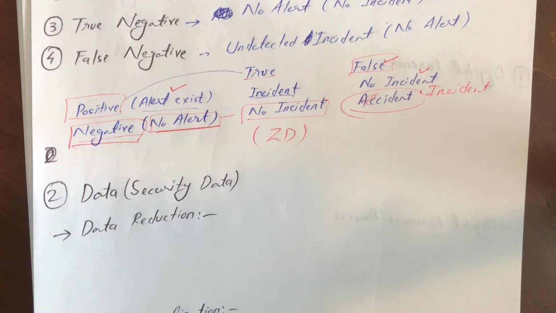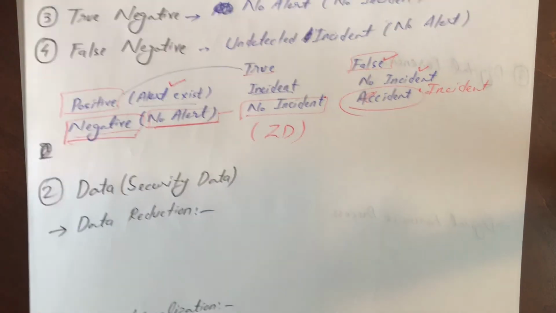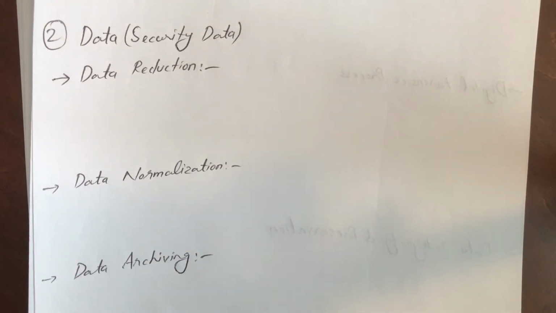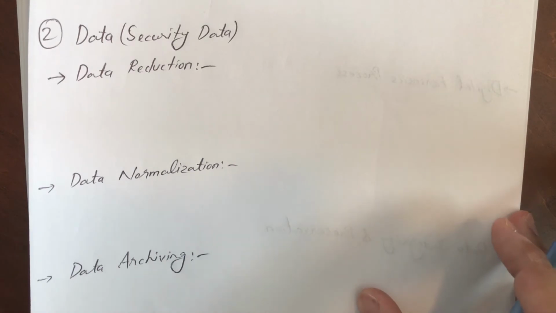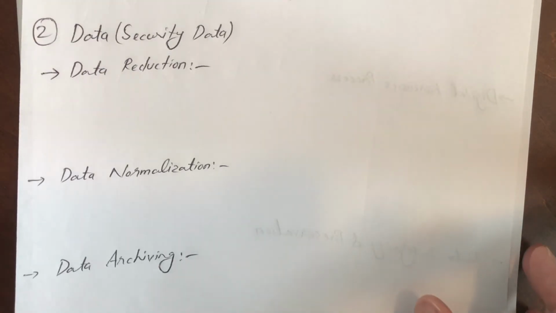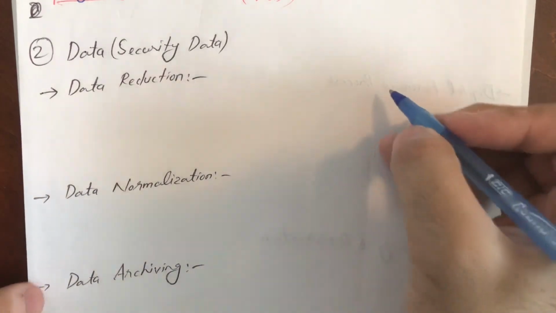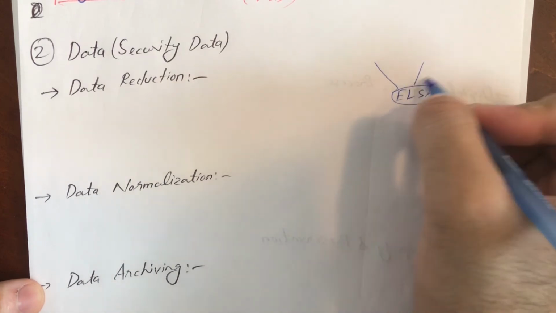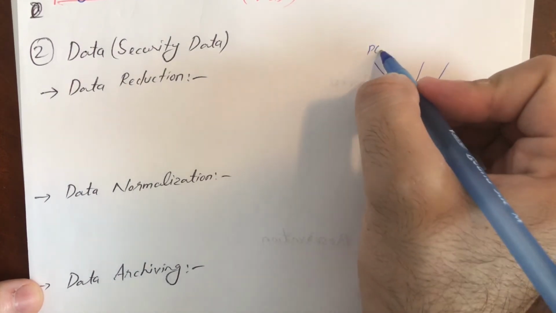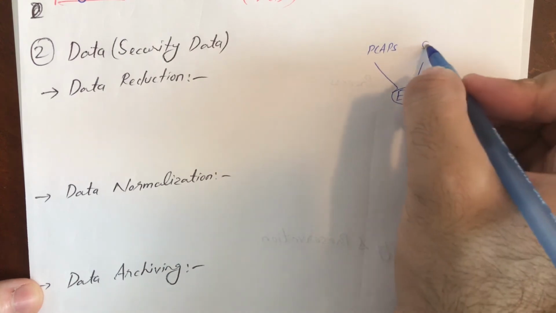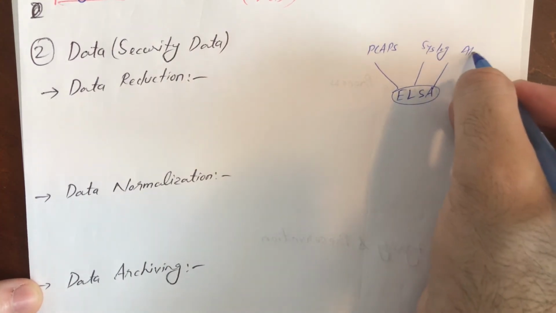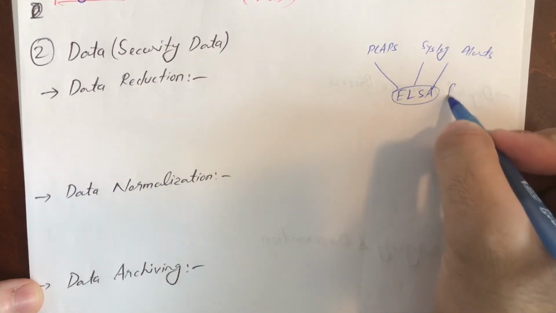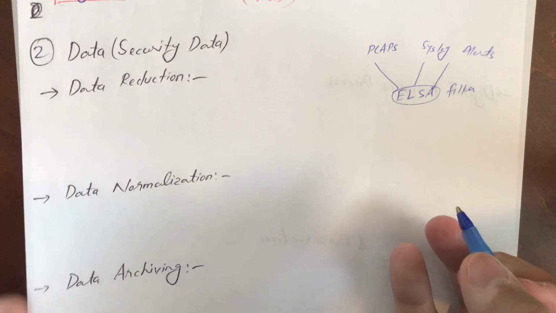The next is security data, like how to handle security data. Basically there are three main things that we do with security data: data reduction, normalization and archiving. Reduction means the following. ELSA, as I mentioned, maintains the logs, and it is getting data from all around. We are getting PCAP files, syslog files, and alerts from different sources. But this information will be too much, so we need to put a filter down here on what to capture and what not to capture.